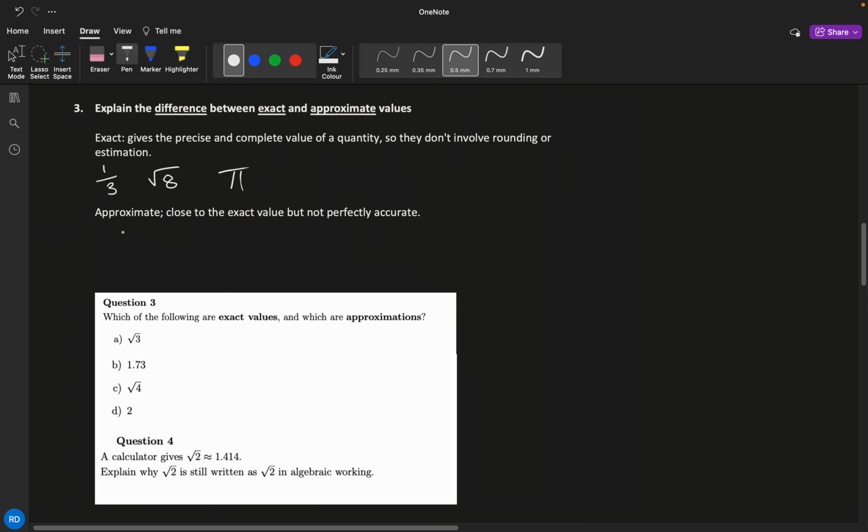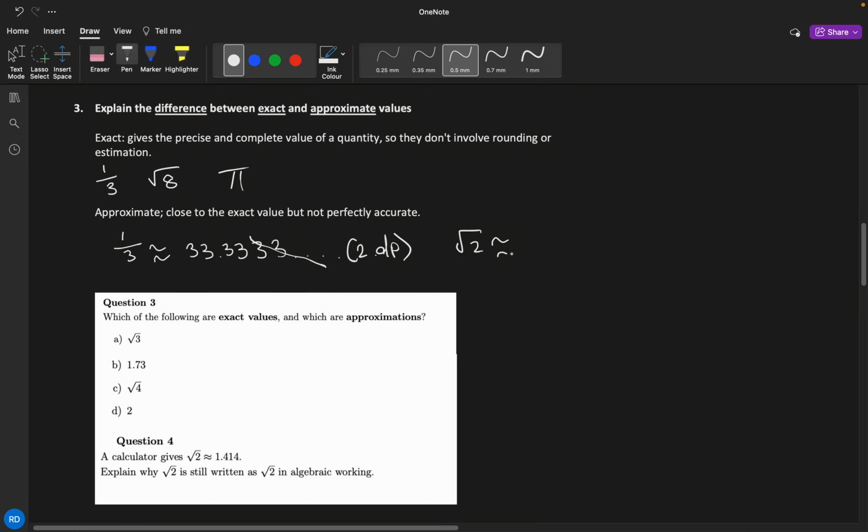So for example, if someone wrote 1 on 3 as 3, I'm trying to remember what it is, 3 point. Yeah, it's something like that. This is not exact. It's approximate because in reality, it's actually 3 forever. So usually you'll just do 2 decimal places and then write 2 dp. That is an approximation. And then same with root 2.